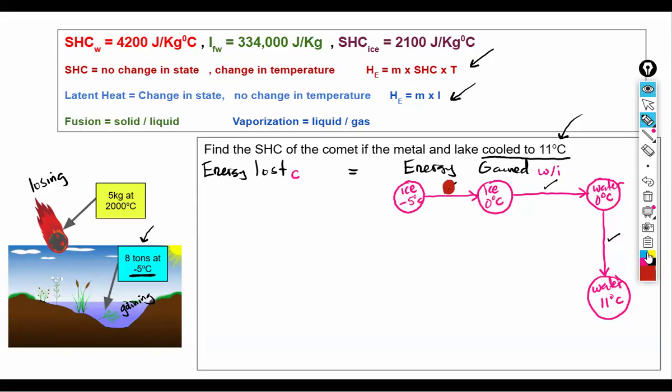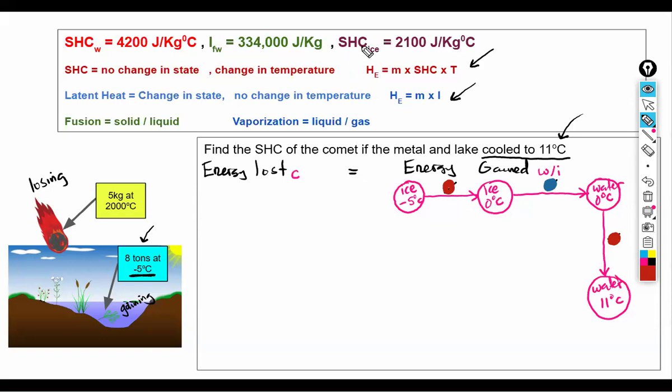When it goes from ice to water, there's a change in state, so you're using the blue formula. And from water to water, no change in state, but a change in temperature, that will be which formula? The red formula. So I've given you an idea. Make sure you use the correct values.